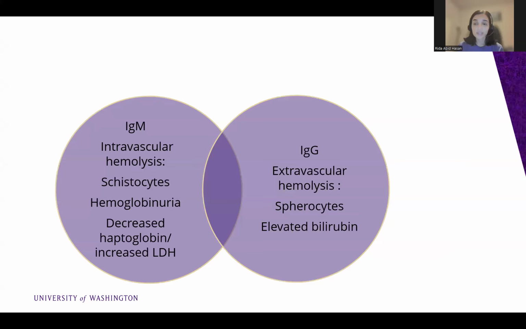We often see IgGs that actually have complement activation. So we'll see a patient that has autoimmune hemolytic anemia who has 3 plus IgG and 2 plus complement. And that's actually a pretty common finding that we see. And it's because IgG can absolutely activate complement and cause a little bit of intravascular hemolysis.